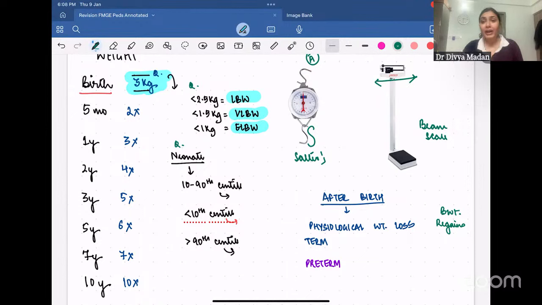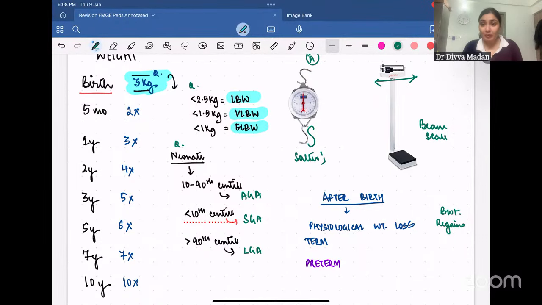If the weight of the child is lying below the 10th centile, that is known as a small baby, small for gestational age baby. On the other hand, if the weight lies above the 90th centile, that is a big baby, that is large for gestational age baby. And if the weight is lying in between the 10th to 90th centile, it is referred to as appropriate for gestational age baby, right?